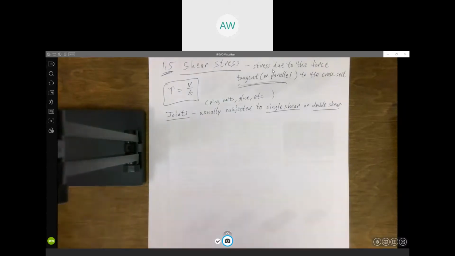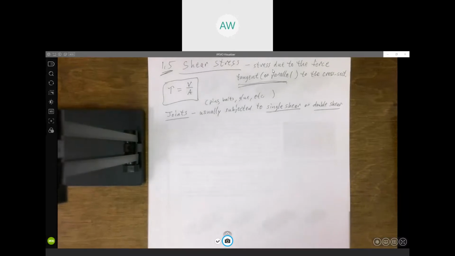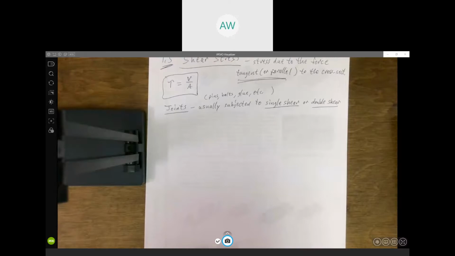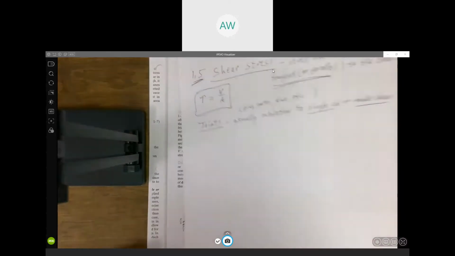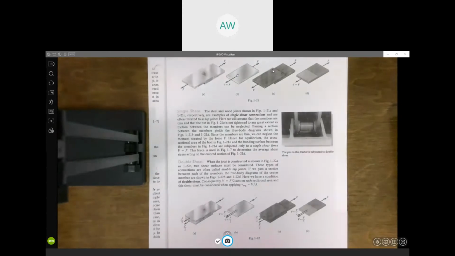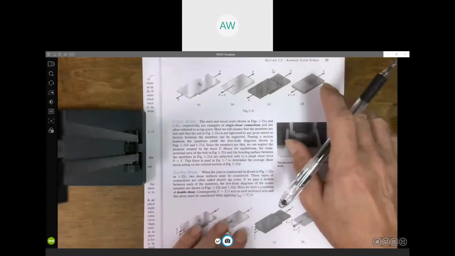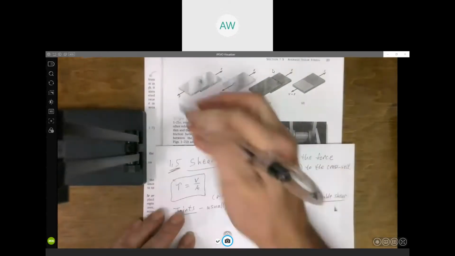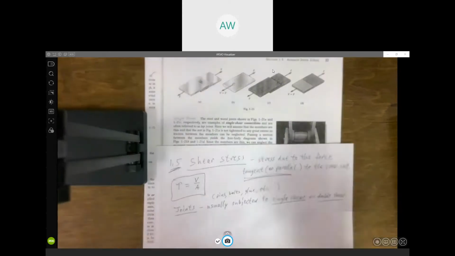In order for you to accurately calculate what the shear stress is, you've got to understand the difference between these two, because it's going to affect what the shear force is, which is going to affect the shear stress. Now, I have another good picture here I want to show you. This is not in your textbook. I got this out of a different textbook, but I really like the picture because it gives you a good illustration of what single shear versus double shear is.